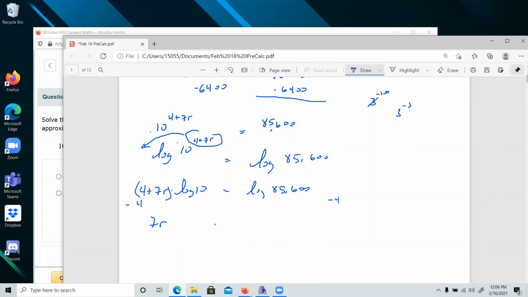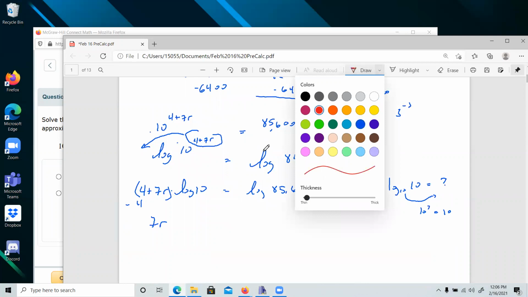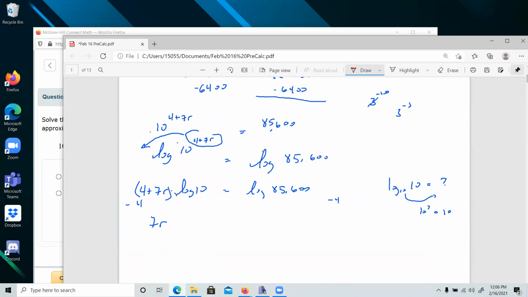We subtract the 4. What is the log base 10 of 10? What could that possibly equal? Or 10 raised to what power is equal to 10? So this thing here, this log 10, that's just a 1. I kind of went forward assuming that this was a 1 when I subtracted off the 4. If it wasn't, I'd have to distribute.